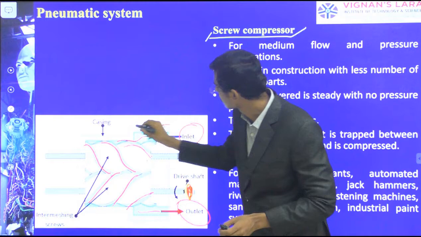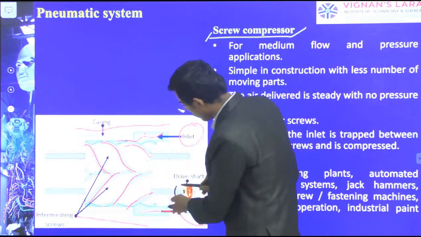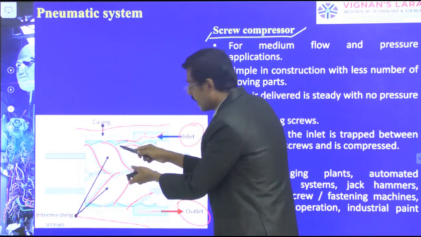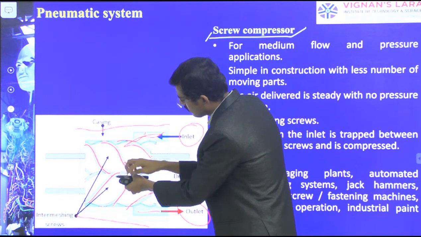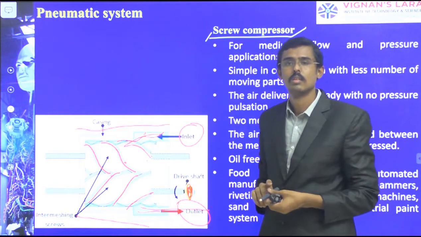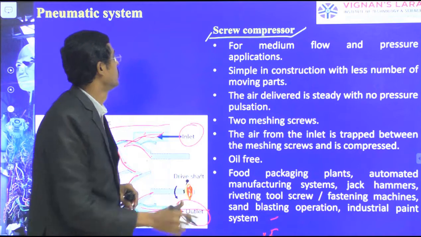So this is the outer casing. Inside we have two screws, one is driven, one is driving, and they are rotating. Right? When both are rotating, the air comes in, goes through these screw gaps, and again comes out. So it's one of the easiest methods to increase the pressure of the air.